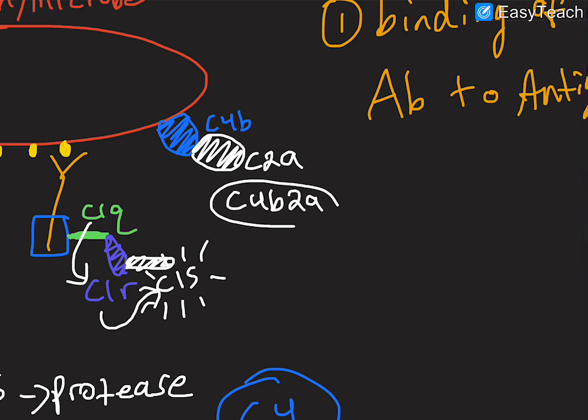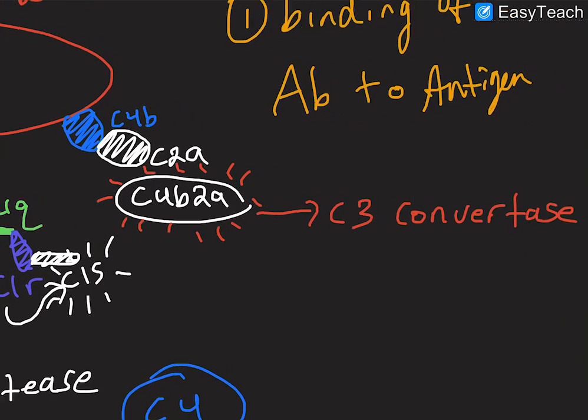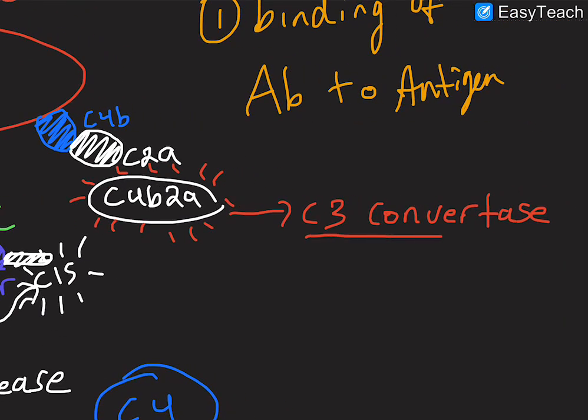C4b2A complex. All right, so let's make this known, because this is also going to be called our C3 convertase. So the C4b2A complex is also called C3 convertase. With the name, we know it's going to do something to C3. So let's see what happens next.